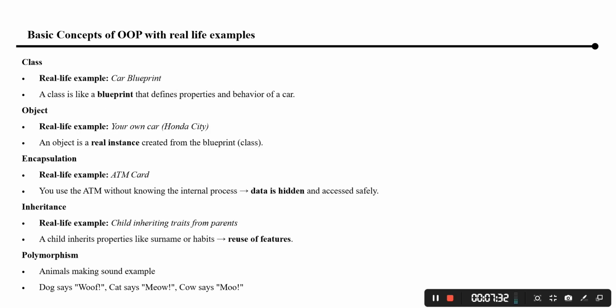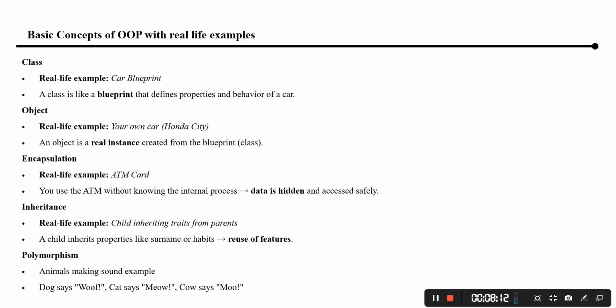So coming to the real life examples of classes and objects and its allied concepts. Class, the real life example is car. So a class is like a blueprint. It defines the properties and the behavior of a car in general. Coming to the object, specific car. Let me say a Honda City, Tata, Toyota, like that. So you're having several types of cars under the car class. So here an object is a real instance created from the blueprint class.